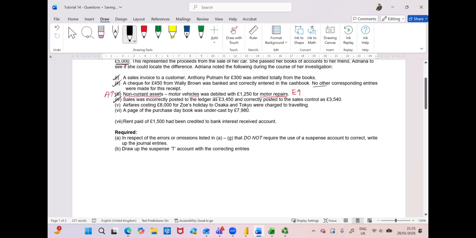Airfare costing £8,000 for Zoe's holiday to Osaka and Tokyo were charged to traveling. Okay, now Zoe's personal expense has been recorded as a traveling expense in the books, and that is not allowed. Therefore, we need to remove it from the traveling expense account and transfer that into drawings account. It's a personal expense.